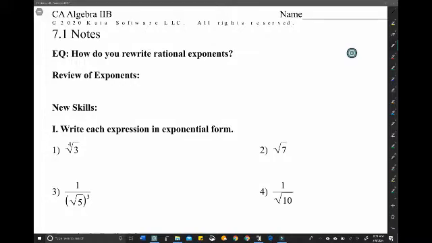Hello, Cougar Academy Algebra 2B, and welcome to Chapter 7.1. In this chapter, we're going to be dealing with things known as rational exponents. Really, what rational exponents are is exponents that are now fractions. So let's just review our exponents and our radical stuff as well.